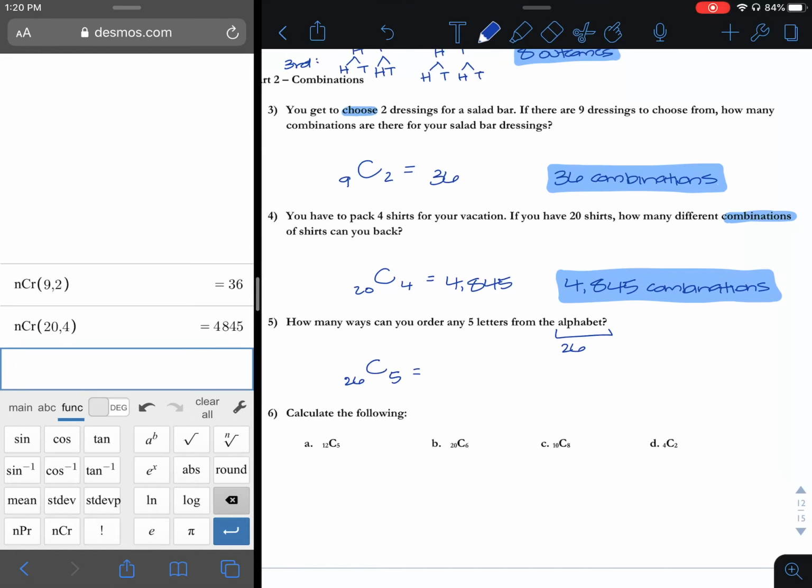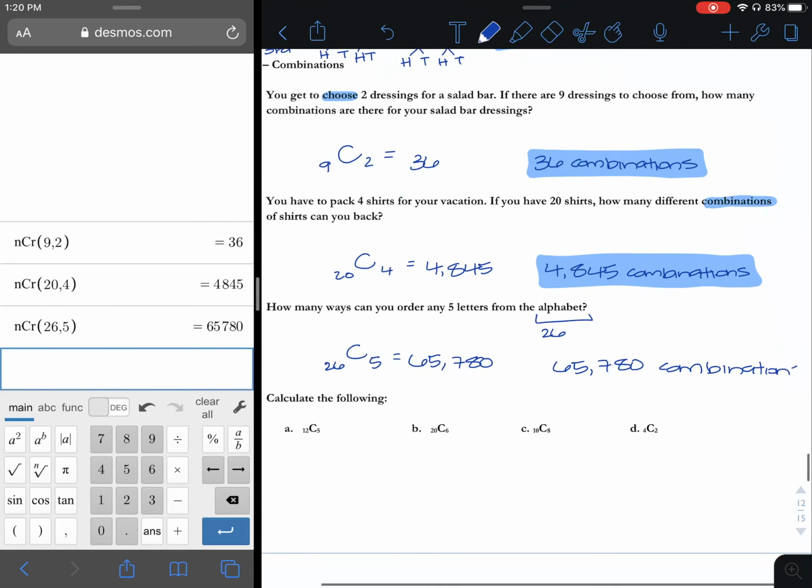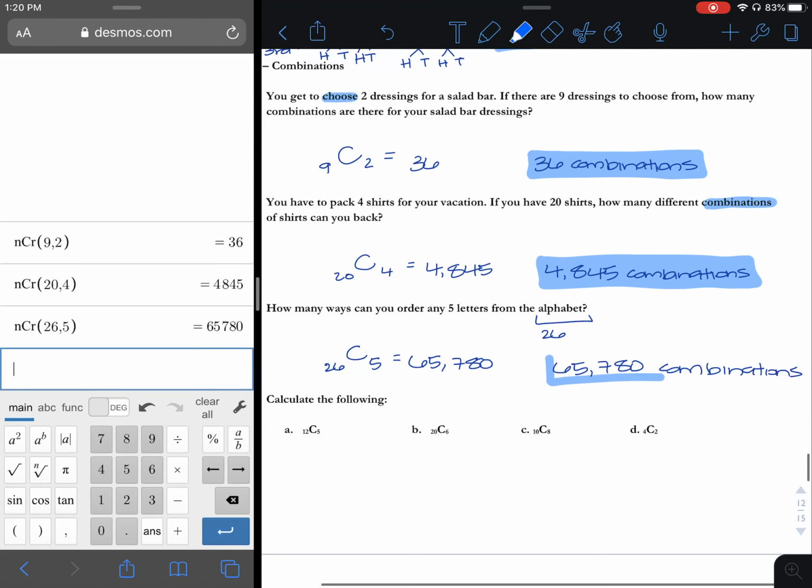I'm going to go over to my calculator, nCr, 26, comma 5, close parentheses. I have 65,780. So I have 65,780 combinations. So if I were to pick any 5 letters in my alphabet, there are 65,780 ways to do that.